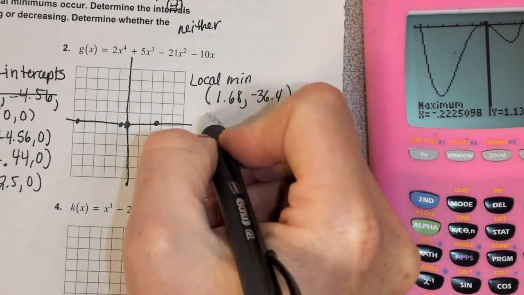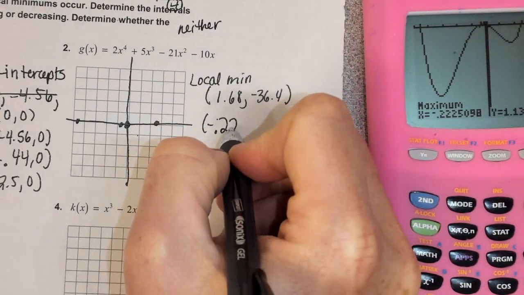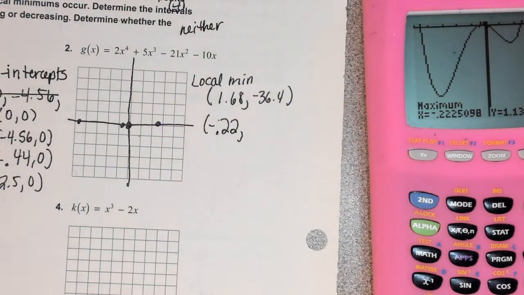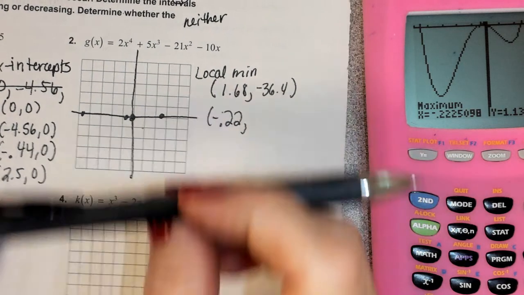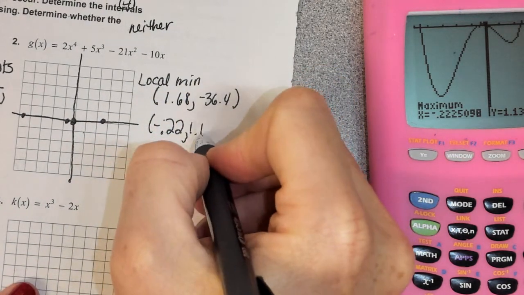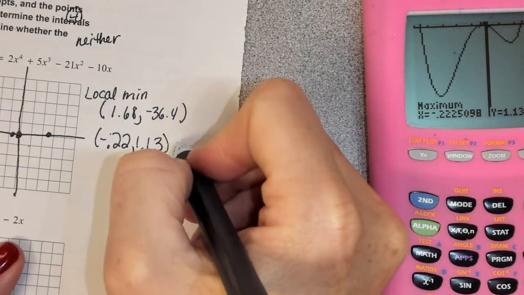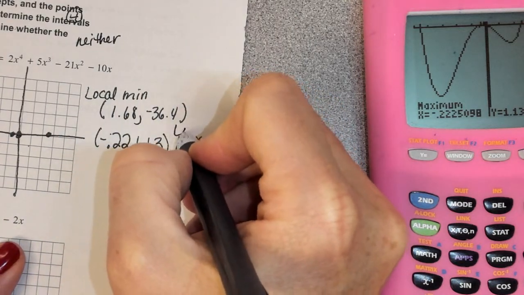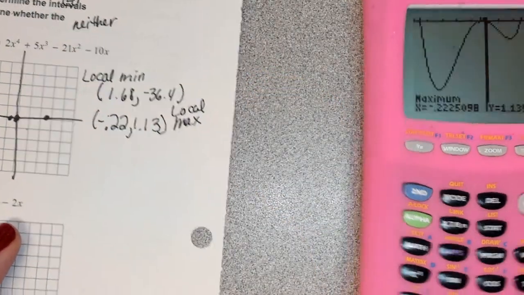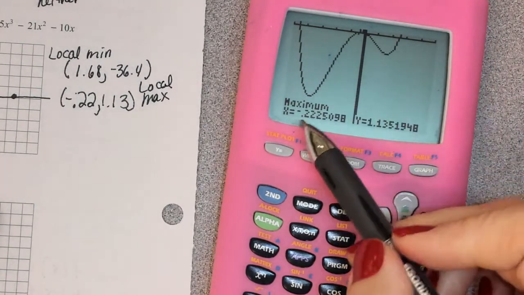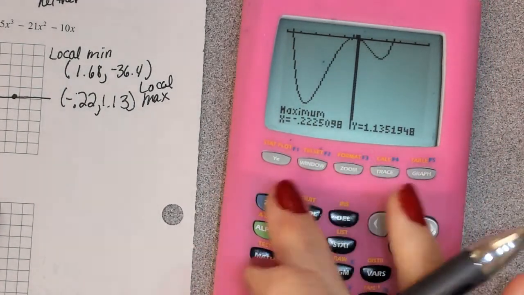Negative 0.22. And then the y value was 1.13. Okay, so jot that down. So that's a max, though. That's a local max. Alright, so now I have to find one more thing, guys, just this local min. So stick with me here.